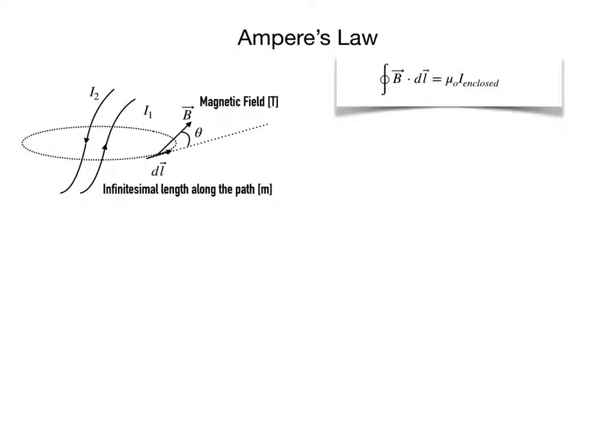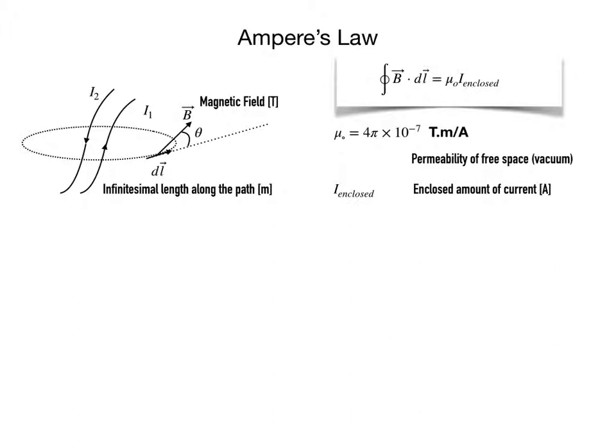Once you complete the path and you end up where you started, the left-hand side, no matter what shape you chose for your path and no matter what the wires were and how they went, the value of it will always be equal to mu naught times the enclosed currents. So here mu naught has a value of 4 pi times 10 to the minus 7, and it's the permeability of free space or vacuum, and I enclosed is simply the amount of current around which I just walked. In this case, it will be I1 plus I2.